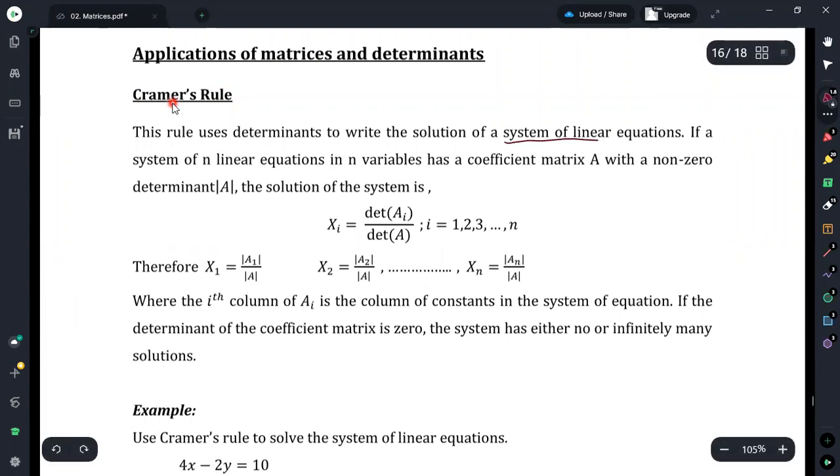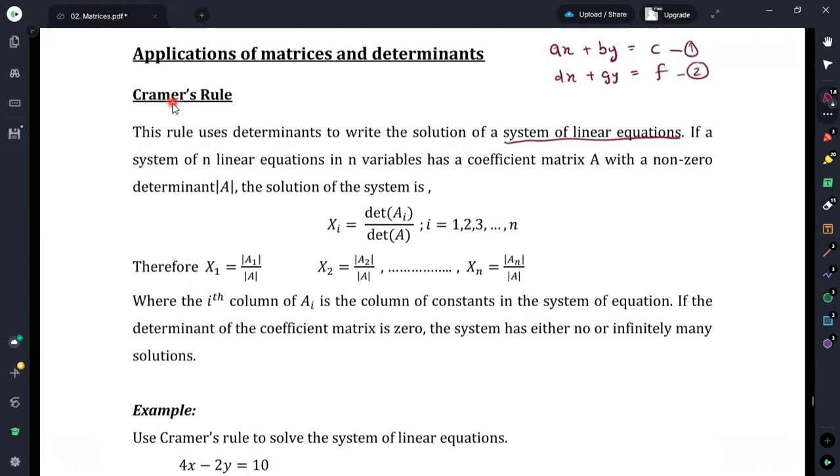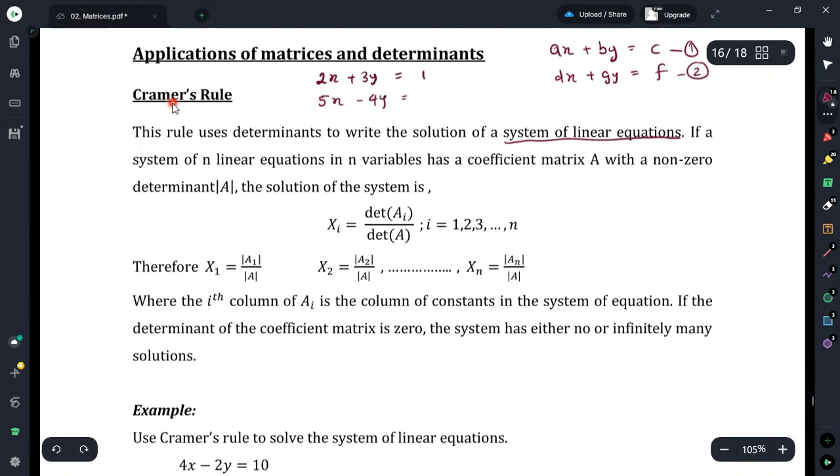Suppose that you have a system of linear equations. Taking a simpler system, ax plus by equals c, and dx plus gy equals f. If you have two equations like this, we can call it a system of linear equations. You are all familiar with these, for example 2x plus 3y equals 1 and 5x minus 4y equals 7.